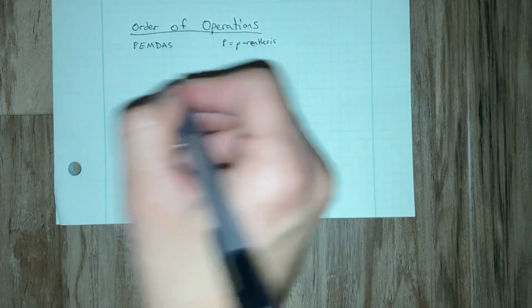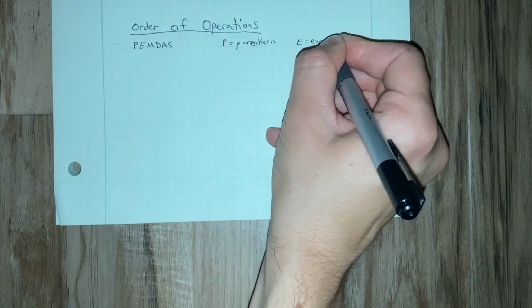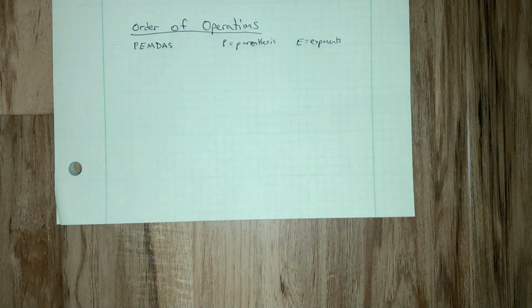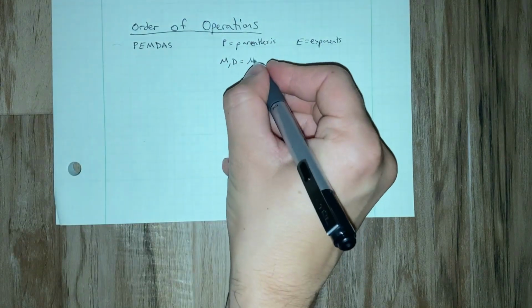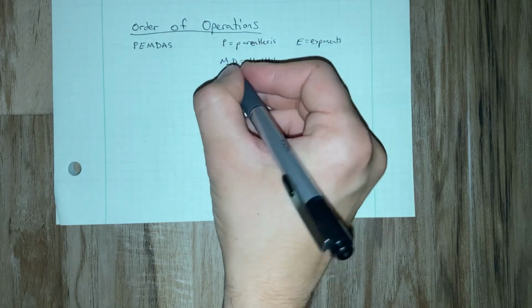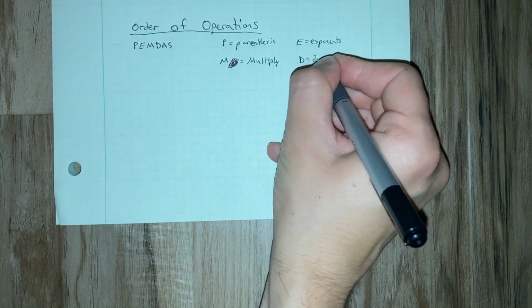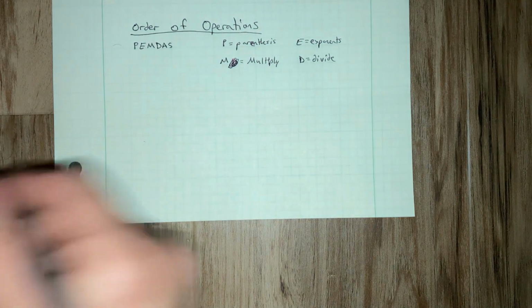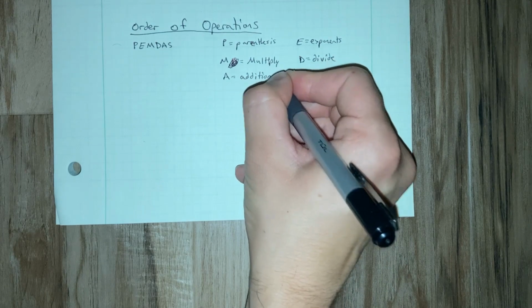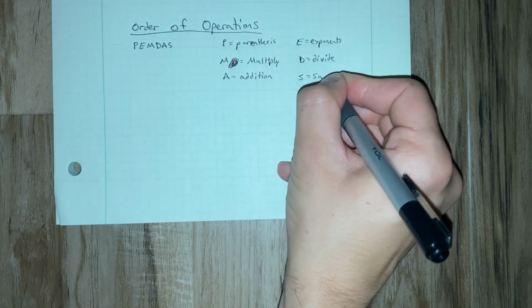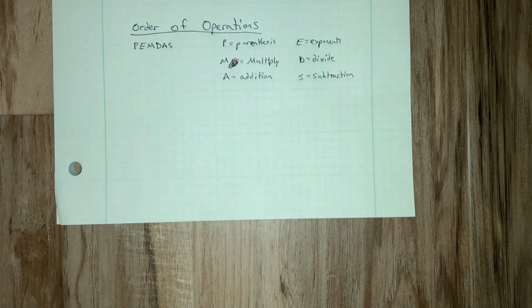I think I spelled that wrong, my apologies. E is exponent. M and D, those are multiply. Let me get rid of the D there, sorry. So M is multiply, D is divide, A equals add, addition, and S equals subtraction. Okay.